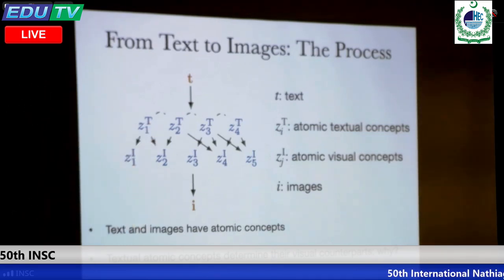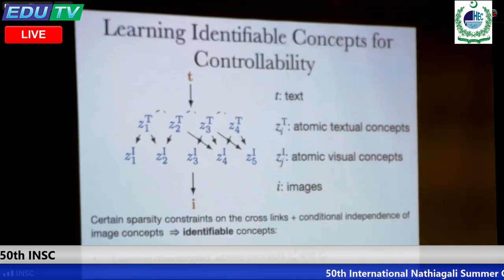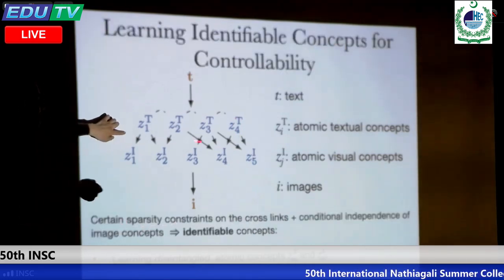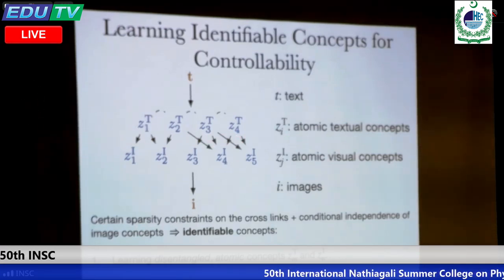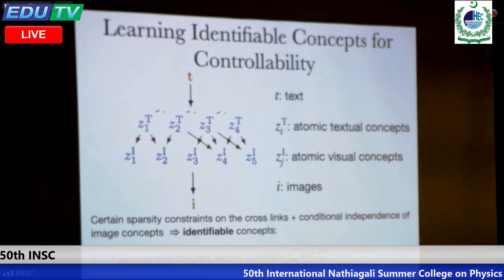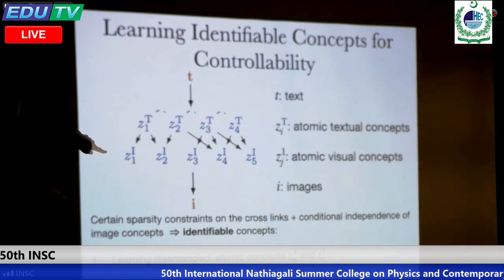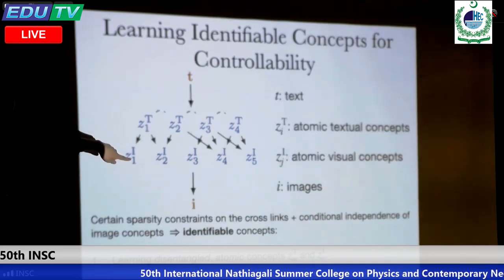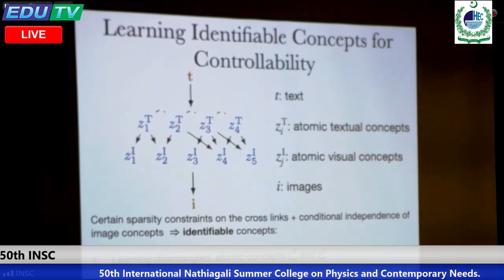Now, by making use of only two constraints, you have identifiability of all the concepts and relations. What assumptions? First of all, we have sparsity constraints right here. Yes, text concepts and image concepts are related. You can see the links, but the links should be as sparse as possible to avoid the actual distortions. This is one constraint. The other constraint is that given the textual concepts, the image concepts are conditionally independent. That's it. Given the two constraints, we have identifiability of the concepts and the relations.